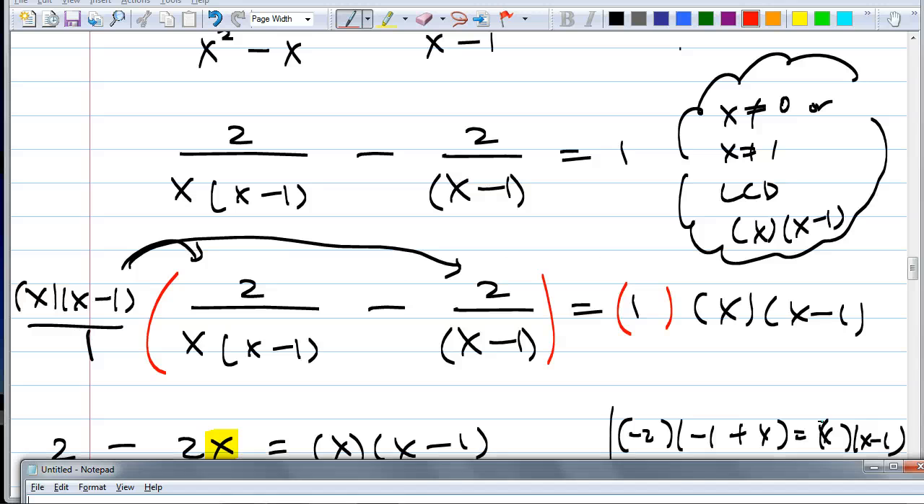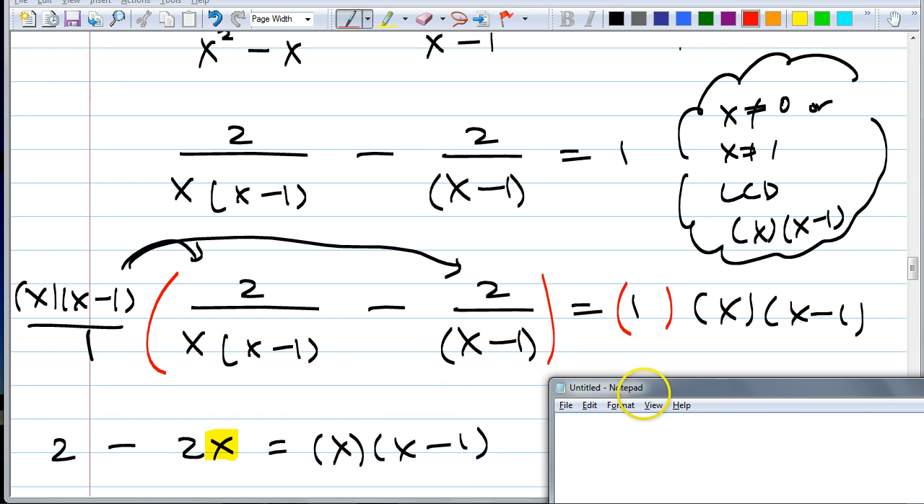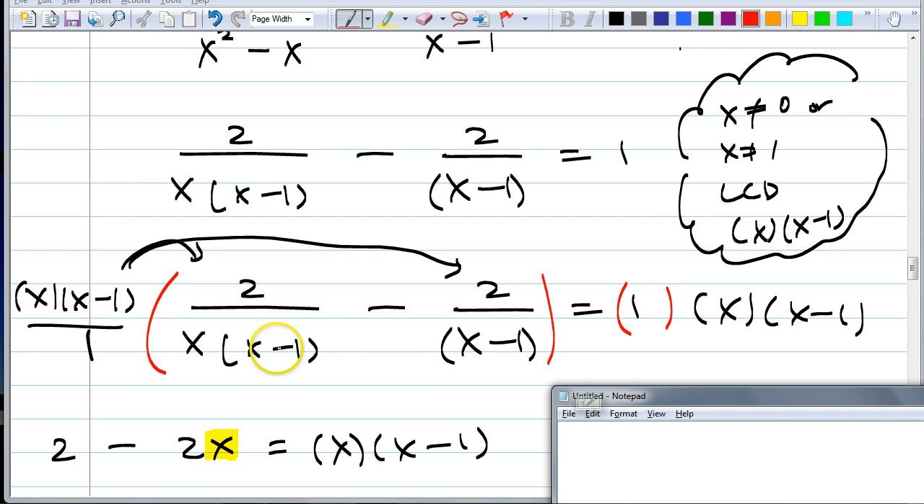So it just becomes 2 minus, because the whole denominator cancels out. Isn't that nice? That's why we like this LCD. We just get 2. Minus, the x minus 1s cancel out, but you still have x, so 2 times x. And on the right side, you're multiplying both sides by the LCD, so don't just write 1. It'll be x times x minus 1. Correct? Okay, go ahead and keep going.